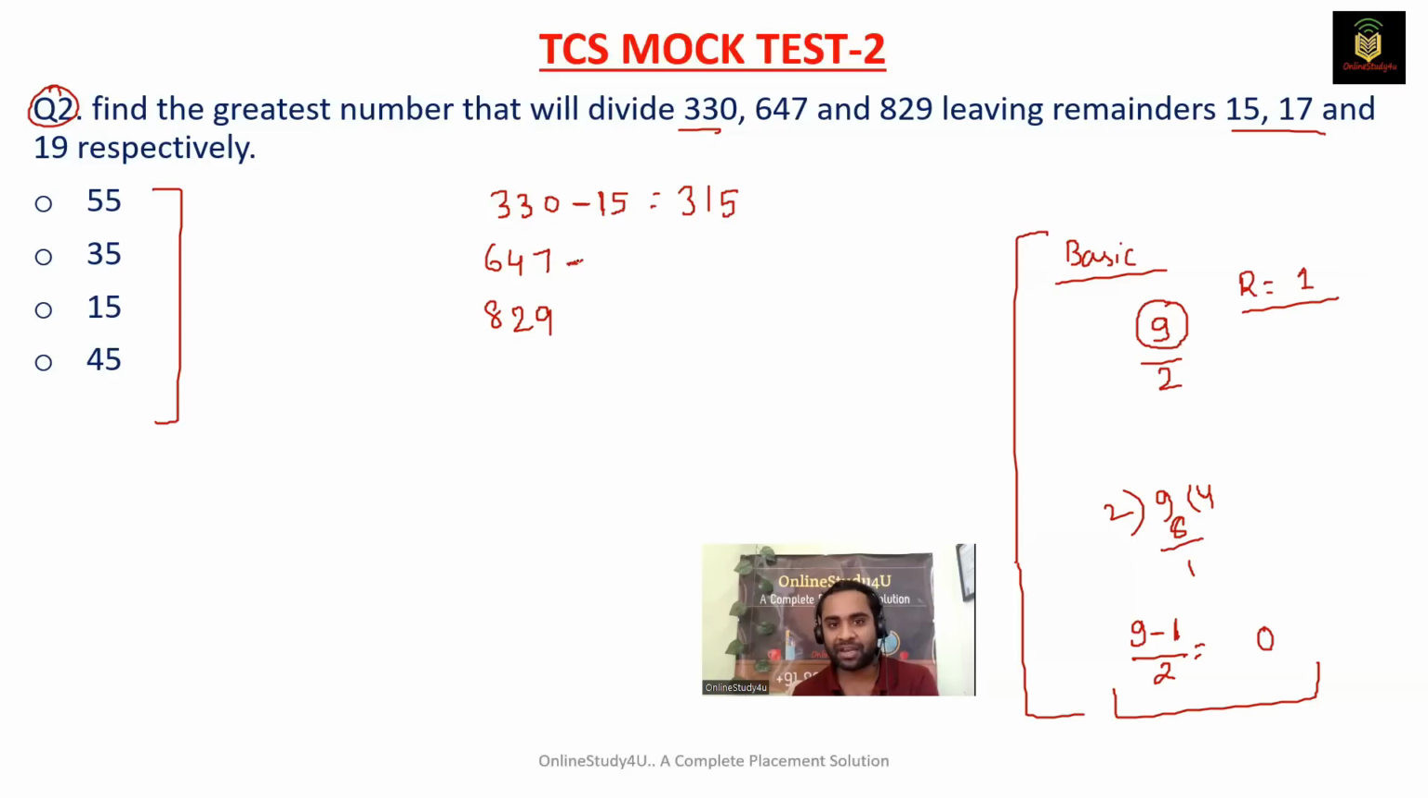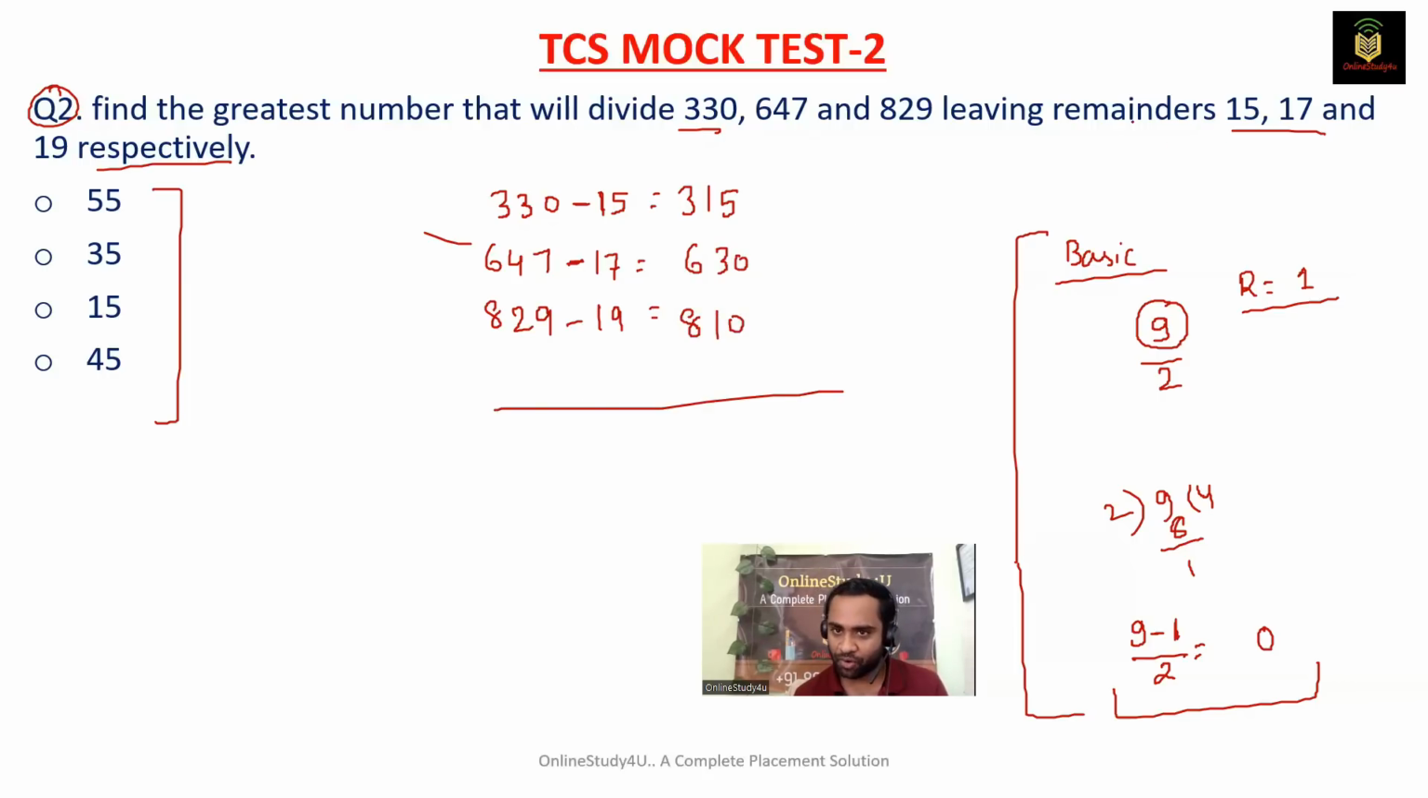Okay, then that number will be completely divisible. So 15, 17, and 19 respectively means you have to see, for 330 the remainder is 15, for 647 it is 17, and for 829 it is 19. So this will become 630, and this will become 810. Agreed?